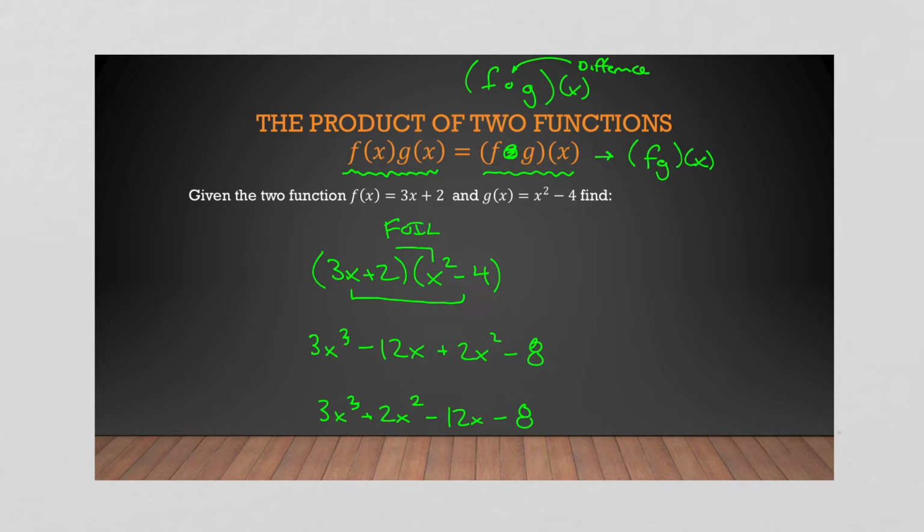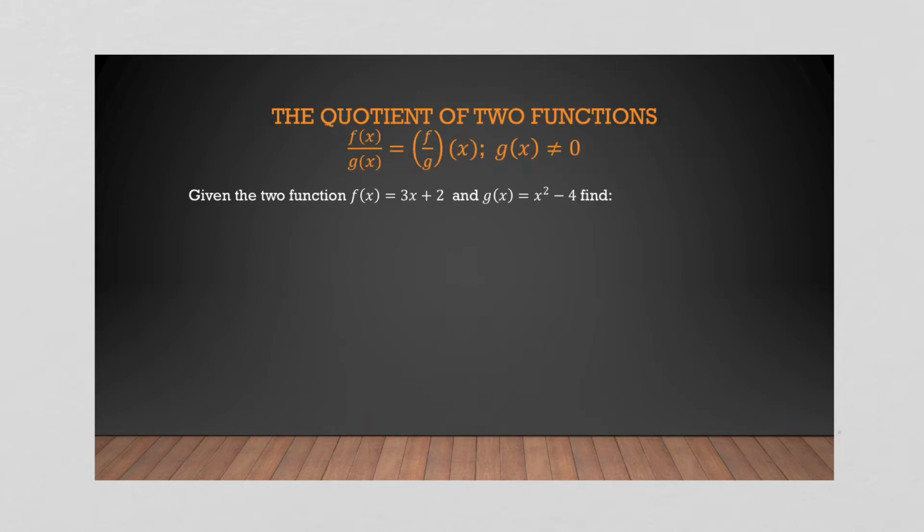So you can use FOIL when it's binomials. If you have more, though, you're going to have to use the distributive method. It gets a little bit messier. So what's after multiplication? Division or quotient. So in this case, yes, we are dividing the two functions. Really important, whatever function is in our denominator cannot be 0 because we cannot divide by 0. The whole world blows up.